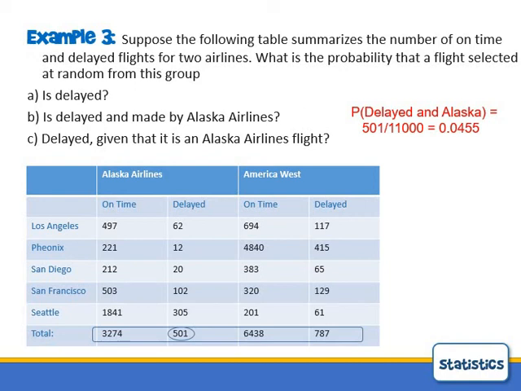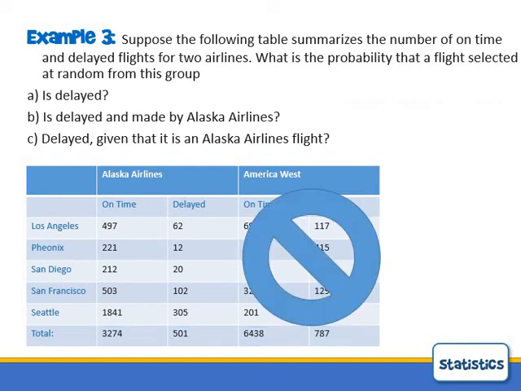And then Part C, a big difference here, we're given that it's made by Alaska Airlines. That essentially wipes out half the table. If we're going to randomly select one and we know it's made by Alaska Airlines, we can ignore America West, eliminate those two columns, and we now have a smaller sample space. Now we just look at the columns for Alaska Airlines and find what's the probability that it's delayed, given that we're looking at Alaska Airlines.